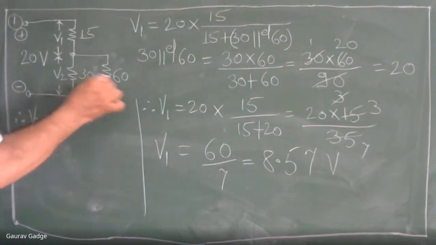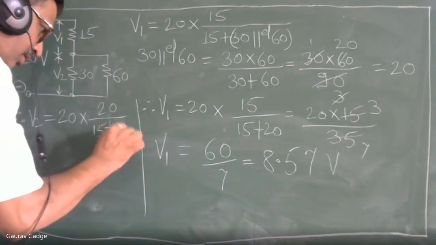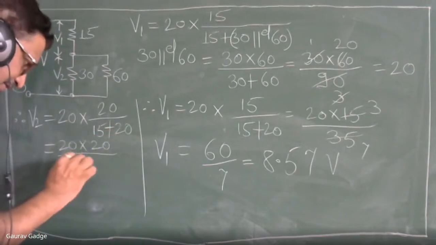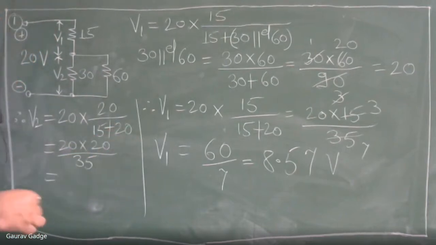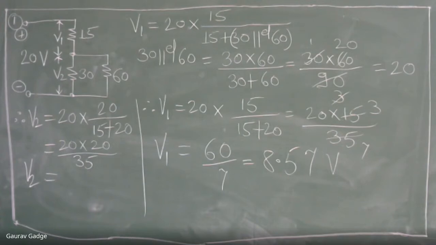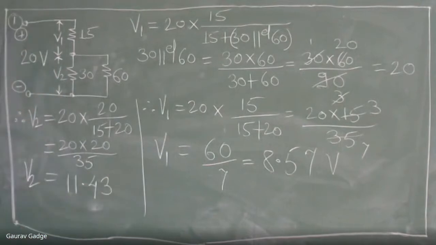Now the same resistance. What is the parallel combination of the two? It is 20 divided by 15 plus 20. So it is equal to 20 into 20 divided by 35. Just do the calculation. Here you will get the value of voltage V2, and that V2 is equal to, I think it is 11.43, right? 11.43. Let me just check. Yes, 11.43 volts. So this is the value of voltage V2.